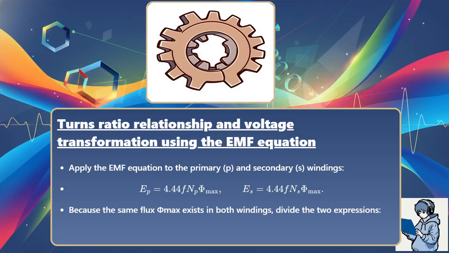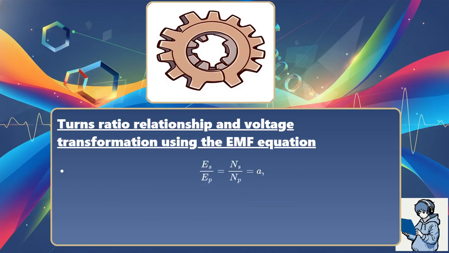Because the same flux phi max exists in both windings, divide the two expressions. E sub S over E sub P equals N sub S over N sub P equals a, where a is the turns ratio, secondary turns divided by primary turns.